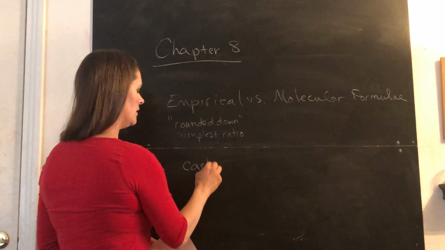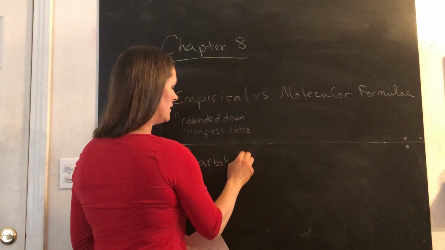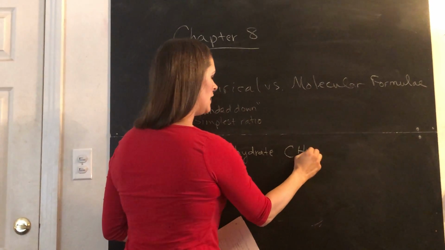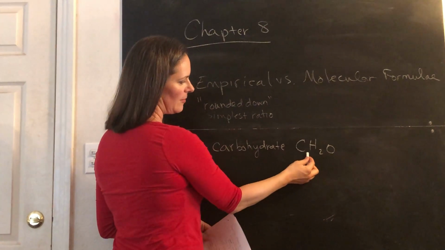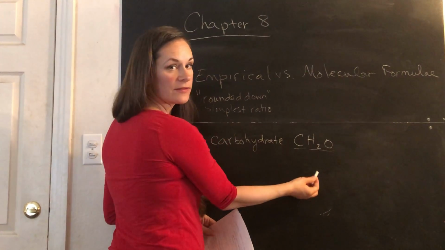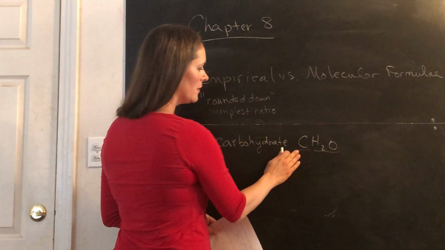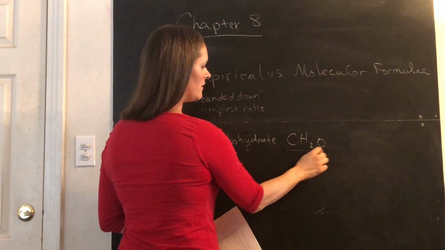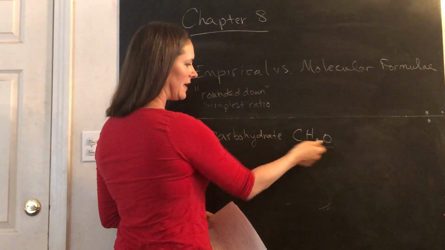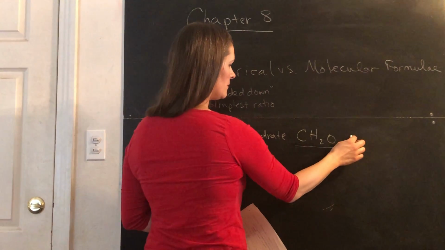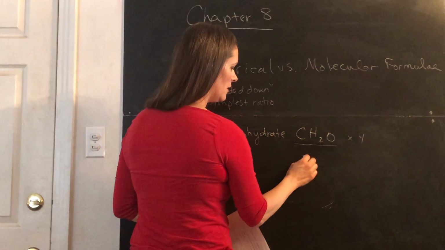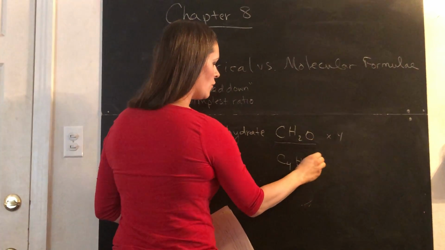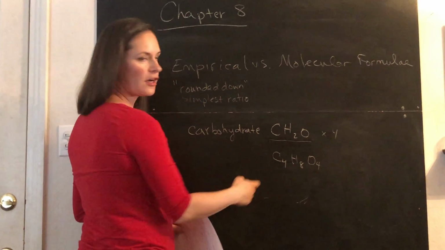Carbohydrates all have the base empirical formula of CH2O. That's where they get their name, carbohydrate, carbon, water. So if you see something that has this as its empirical formula, you know it is a carbohydrate. So we can scale this up. Let's multiply it by 4, say. C4H8O4. This would be a carbohydrate.